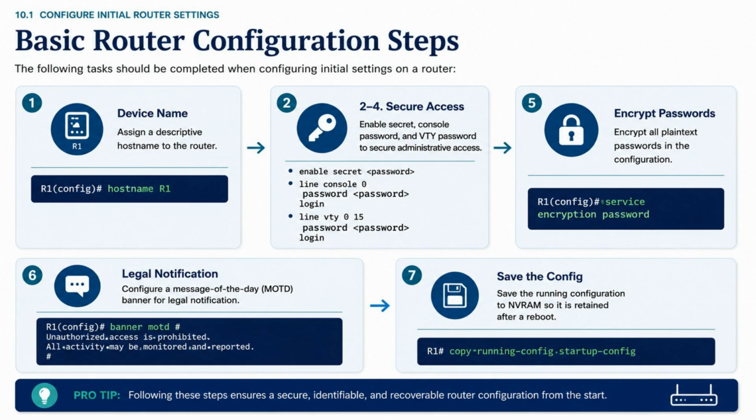The 7-step router configuration checklist is shown on screen. Set the hostname, secure access, steps 2 to 4: enable secret, console password, VTY password. Then encrypt stored passwords, add a legal banner, and save the config. This exact sequence mirrors the switch configuration from Module 2, same commands, now on a router instead of a switch.